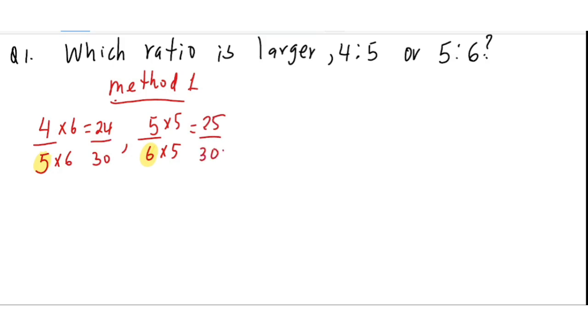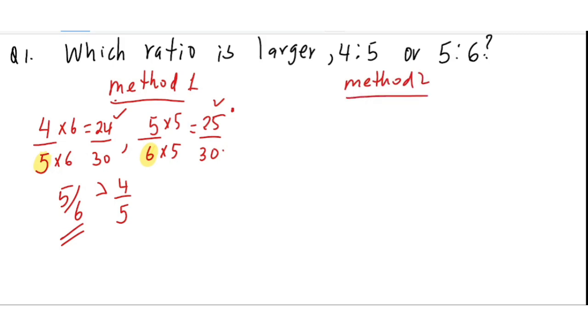Now if you look at it, after you've realized that all of them have the same denominators, between 25 and 24, which one is larger? Obviously 25. So automatically it means that 5/6 is greater than 4/5. So which one is the largest? 5/6 is the largest.